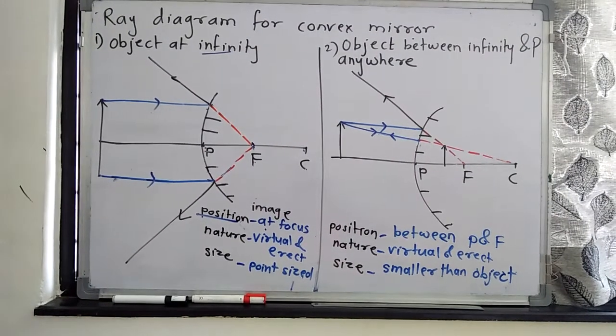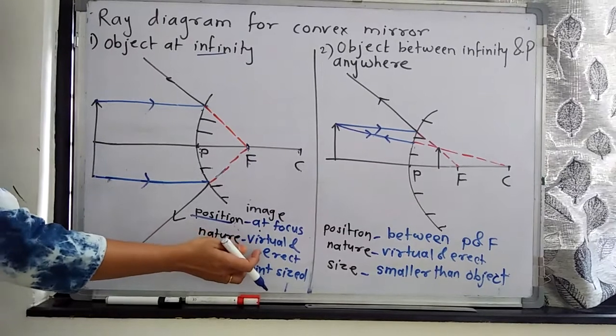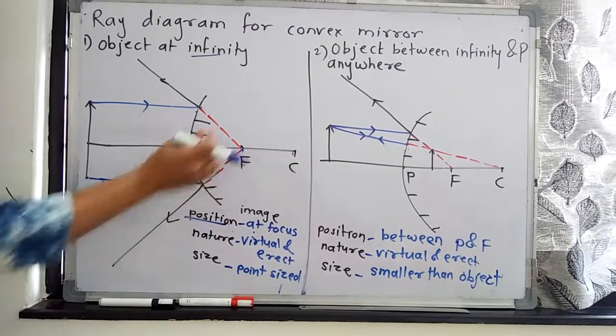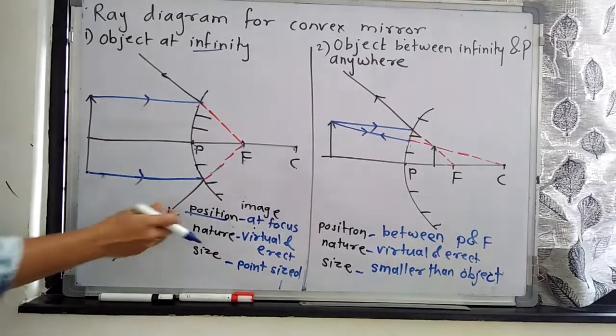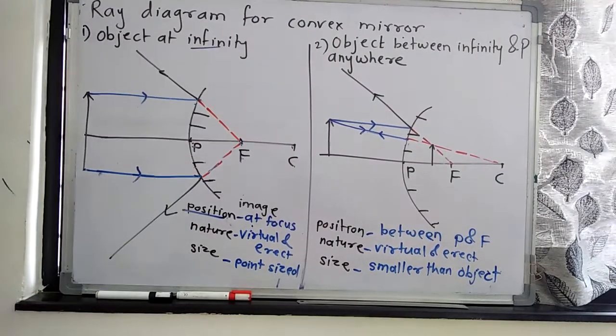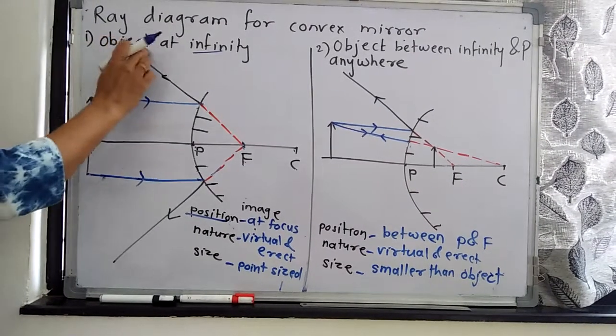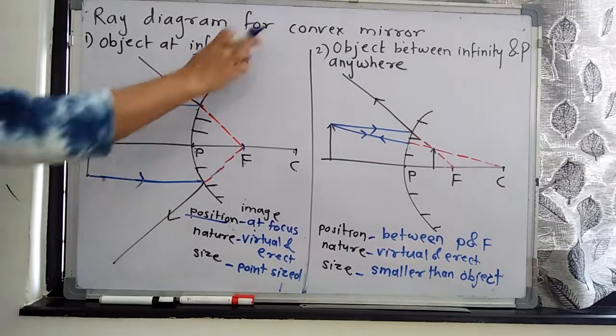Now the rays are not actually intersecting, so the nature of the image is virtual and erect. This is a virtual image. Reflected rays are not actually going to intersect. And the size is point sized, or it is called highly diminished. So this is the first case, where the object is at infinity from the convex mirror.